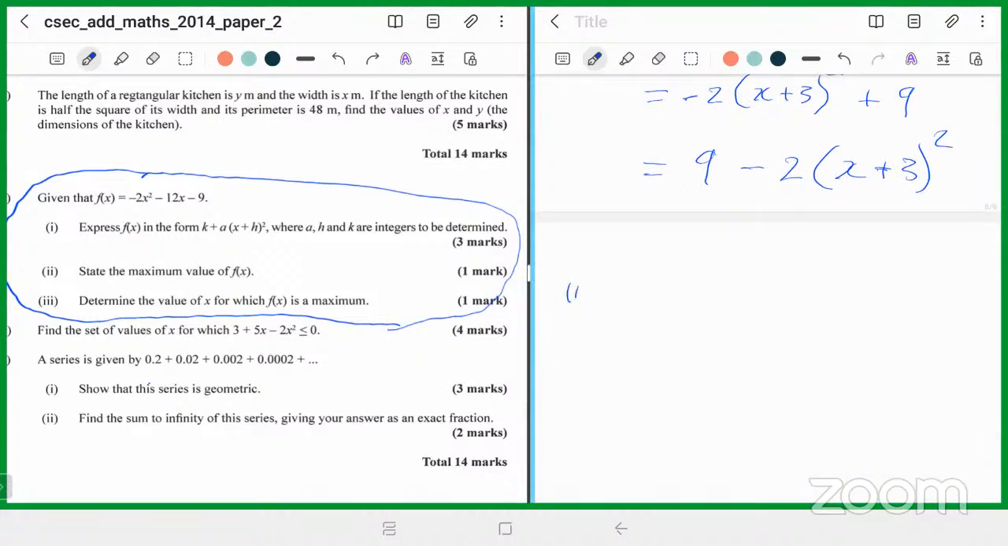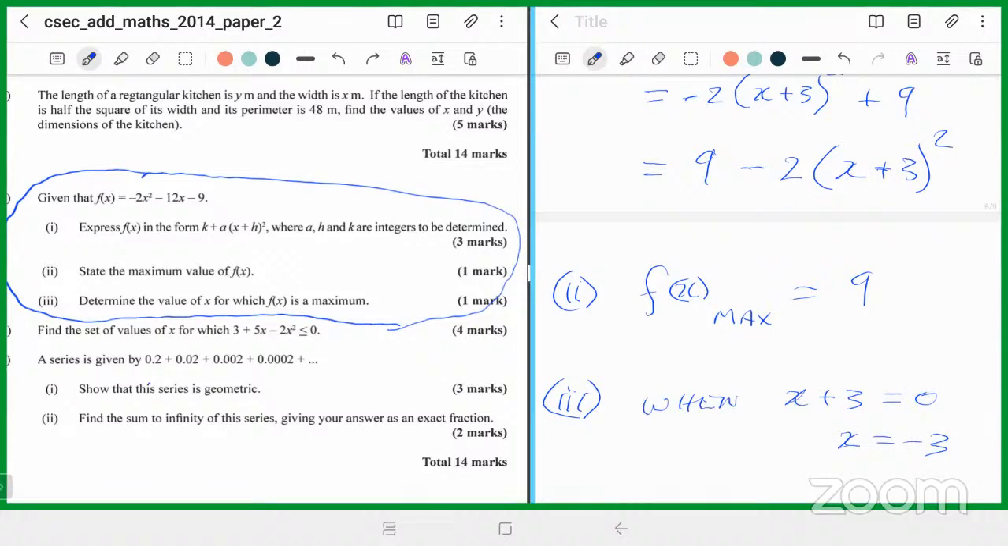So part 2, the maximum value of f of x is that 9. Same thing again, the value of x when it is maximum. Let me repeat the same question. It's maximum when the term inside there becomes equal to 0. When the expression in the bracket there becomes 0. It's maximum when the x plus 3 is equal to 0, which is when x equals -3. Done, that's it. Almost like the same question in 2013, just different values.